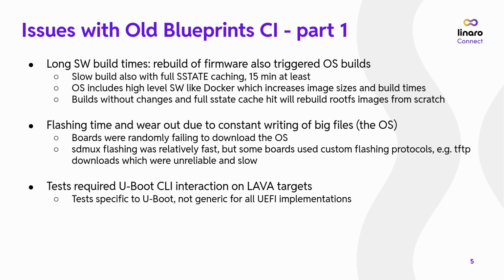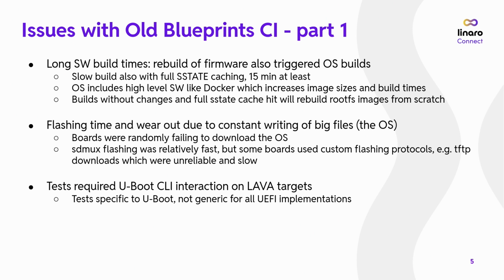Then the flashing time in LAVA was unfortunately quite long. The operating system ended up being, I think, close to 1 gigabyte in size, the root file system. And then we had some issues in LAVA because when we were triggering builds for the changes, multiple jobs in parallel were downloading the exact same files, and this caused some networking issues and cache issues and so on. So sometimes we had failures there.